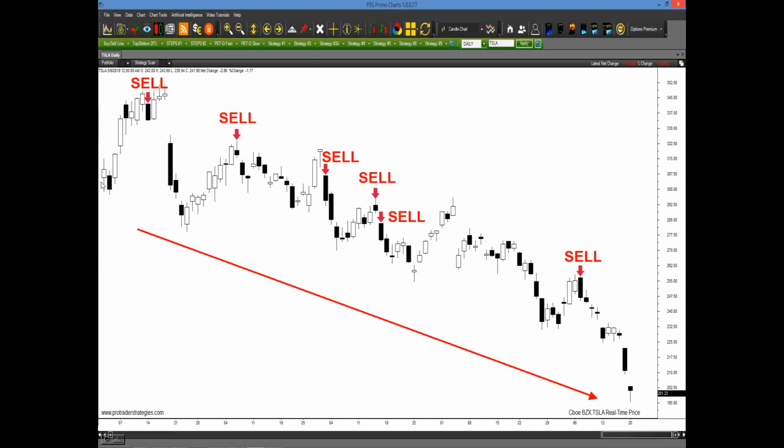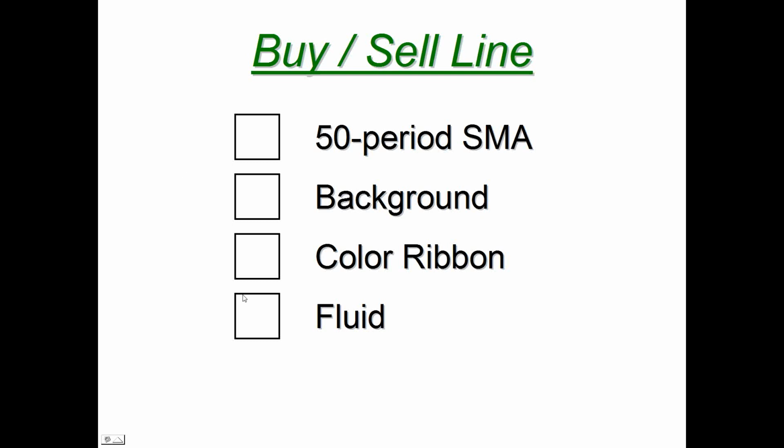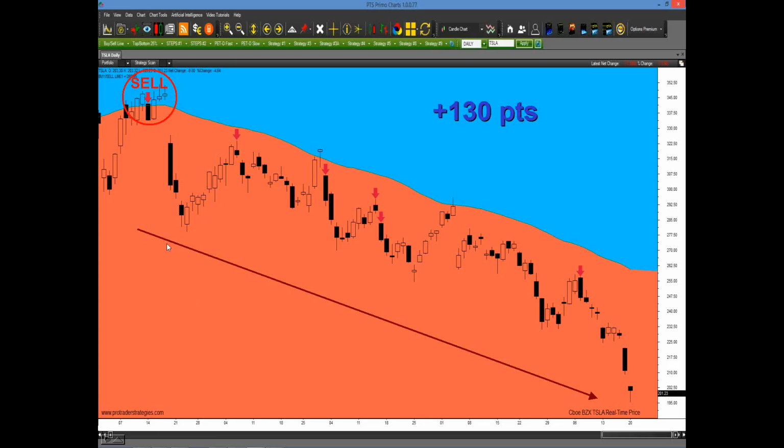Go back and look at Tesla. Once again, it generated a lot of signals. Should we take every one? Well, you can if you want to, but here's a way to filter out most of those and take the high probability ones. Click on the buy-sell line. We could take this one right here. Click on fluid. And as you can see, this was touching the fluid buy-sell line. So this is the setup you should have taken. You had about 3 days or so where it went against you, but that's okay. Look what happened after that. Okay?